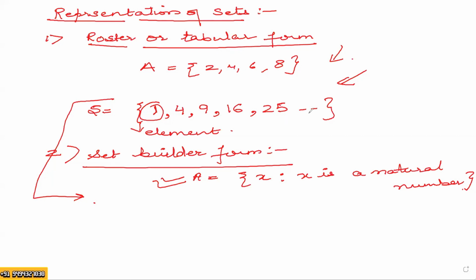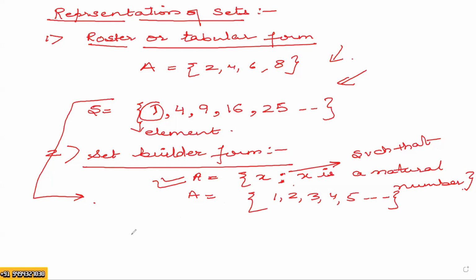So here, in roster form you can write x, such that, these two dots you will call as such that. So you will write here A is equal to {x such that x is a natural number}. So you can write 1, 2, 3, 4, 5. Clear? And it can go till infinity.